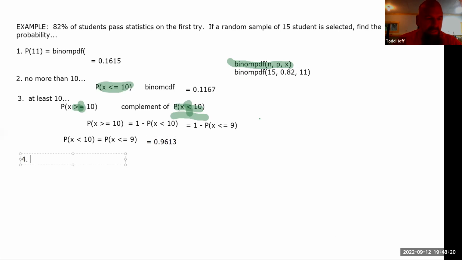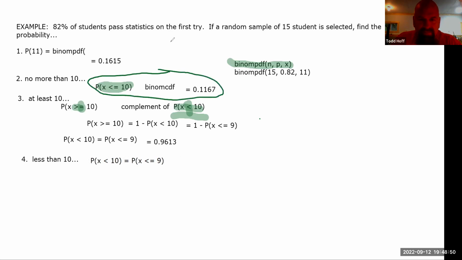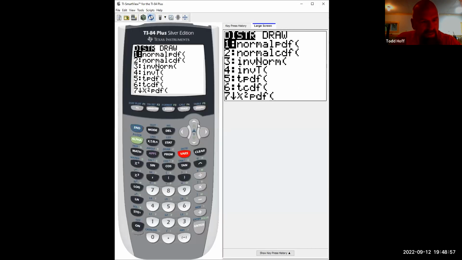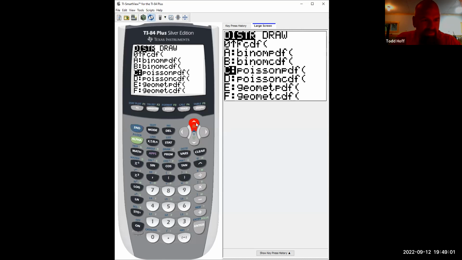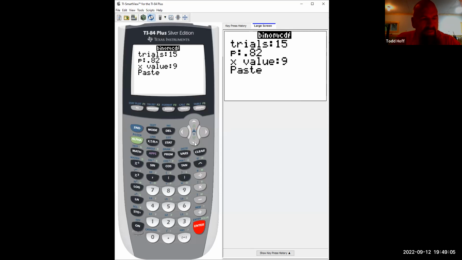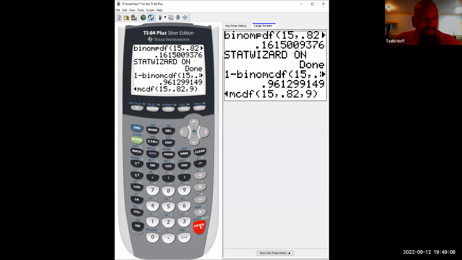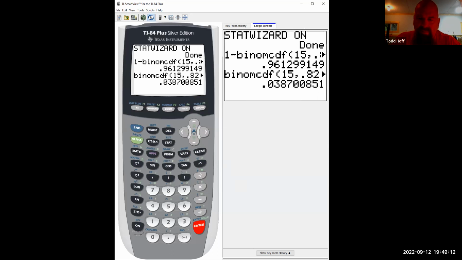What if I want the probability that less than 10 pass on the first try? Well, this is the probability that x is strictly less than 10. And we just saw I have to use the probability x is less than or equal to 9 to calculate that. So this will be a little bit different than what we had up here for less than or equal to 10. So second distribution, binom CDF. And actually, that's the one that's already posted in there. So we hit enter, and we get 0.0387 is that probability.